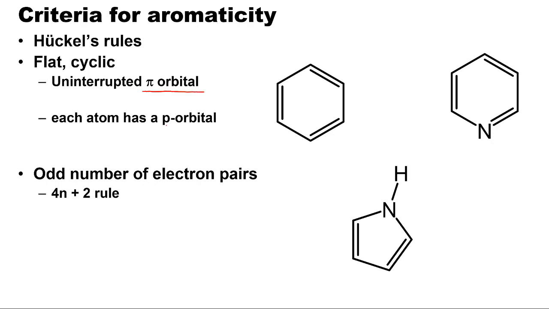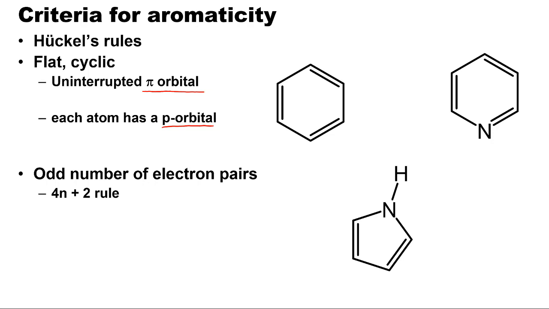And each atom has a p orbital on it in the ring. So it's flat, right? It's in a ring, and every atom on that ring has an available p orbital. The second part, which is often called Hückel's second criteria (the first one is the flat, cyclic, uninterrupted pi orbital), is that it has to have an odd number of electron pairs.